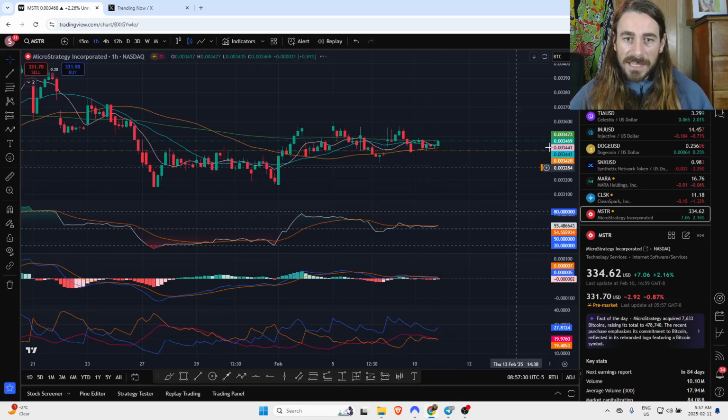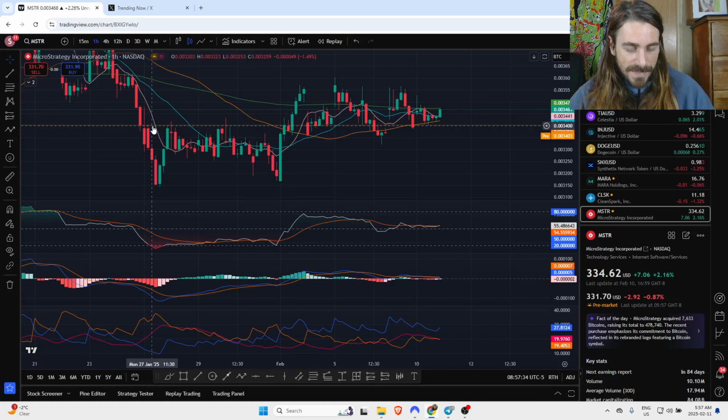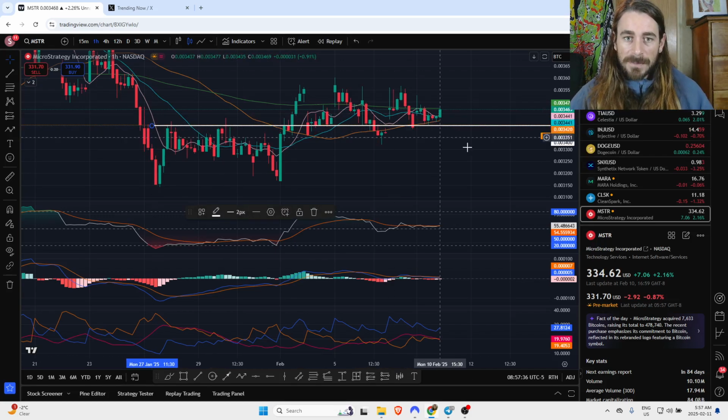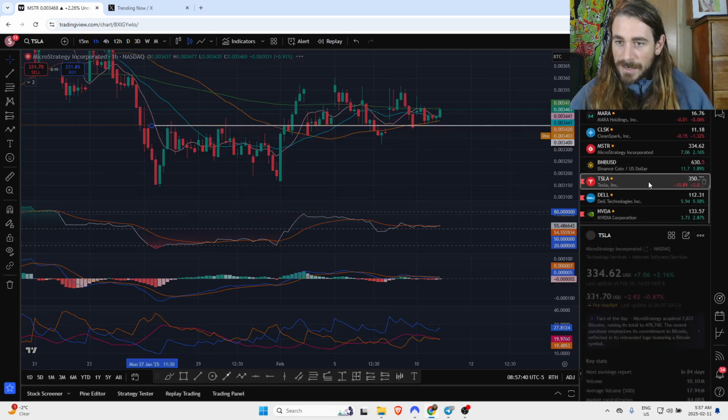We'll take a look at it on its Bitcoin pair again, holding these. So look at that, all through here, that's all resistance, holding it as support, looking good on its Bitcoin pair. So MicroStrategy looks good as well. I'll do a couple more.